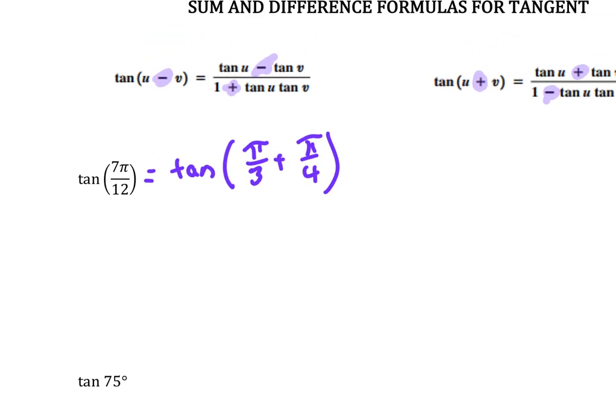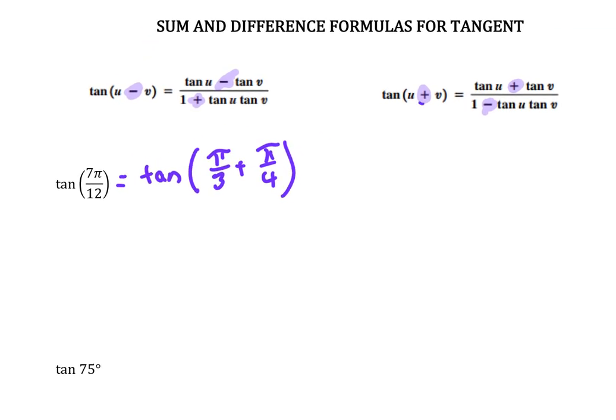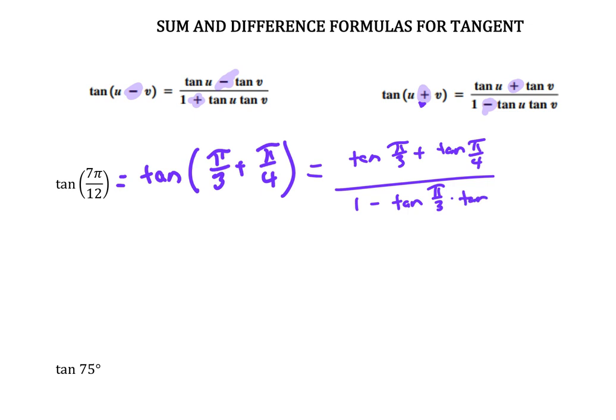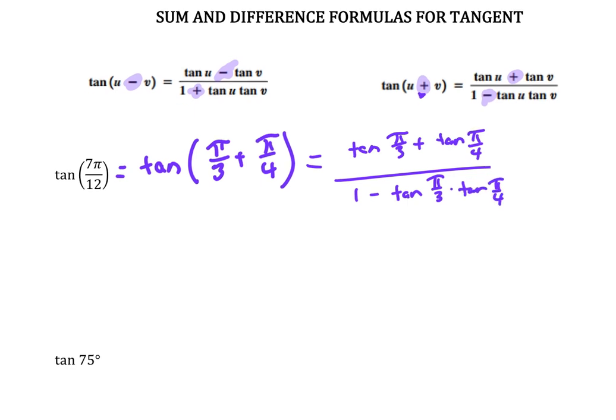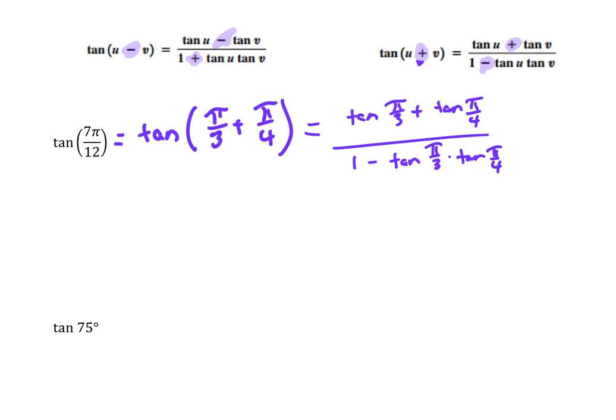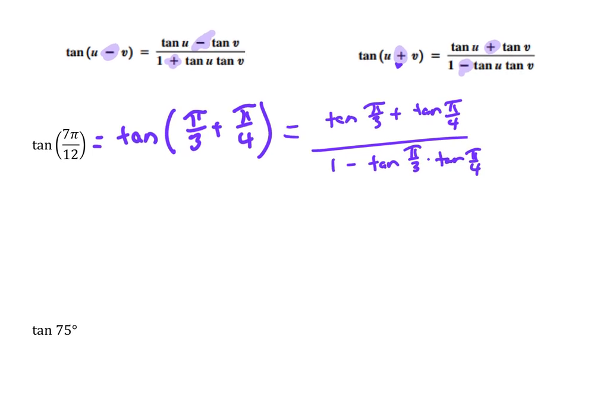Okay, so this is a tangent and it's plus. So let's go ahead and plug into the formula. That's the left-hand side, and we're going to plug into the right-hand side. So that means we're doing the tangent of pi over 3 plus the tangent of pi over 4, all over 1 minus the tangent of pi over 3 times the tangent of pi over 4. I'm just plugging into that formula for now.